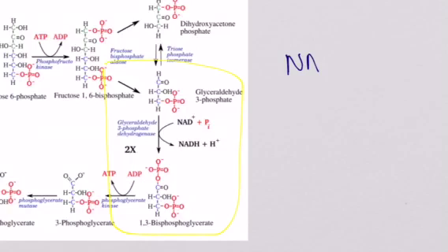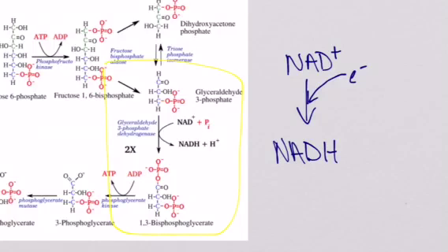So NAD plus is kind of the empty form of the electron carrier. And then NAD plus, if it gains electrons, so I'm going to show electrons coming in here, if it gains electrons, then it becomes NADH. Okay, so that is something that's happening in this reaction over here that I've marked off.